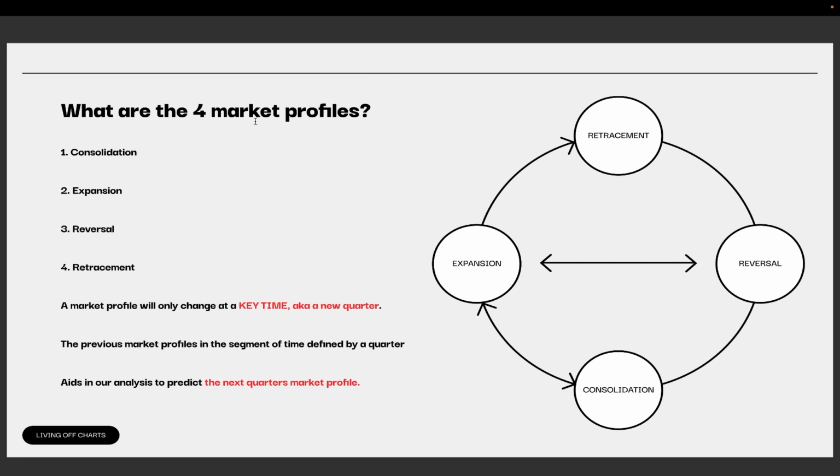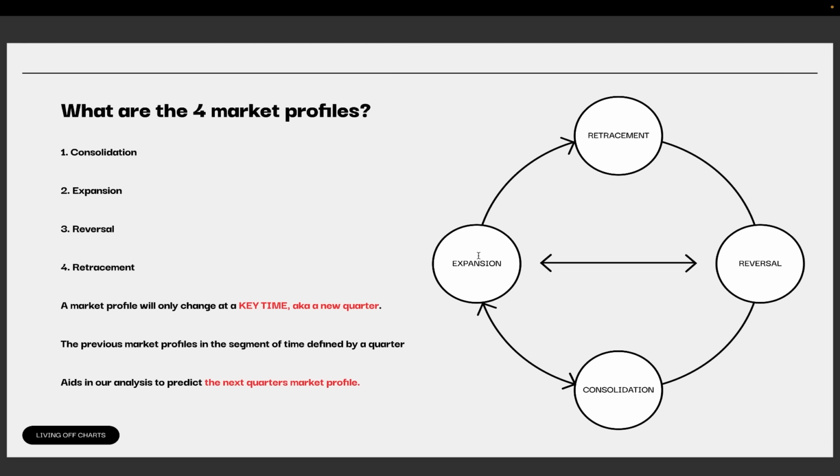What are the 4 market profiles? And you guys should know this by now from episode number 2: consolidation, expansion, reversal, and retracement. A market profile will only change at a key time. So a market profile will only change at a key time. What does that mean? A key time is going to cause a change from one of these market profiles to another. This does not occur randomly. It occurs at a key time. We don't change from expansion to retracement randomly. It only changes market profile, changes the state of delivery at a key time.